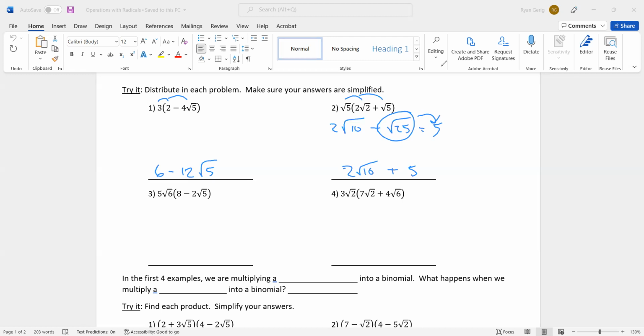All right, number 3. Now number 1 was a number outside the radical. Number 2 had a number inside the radical. Number 3 has both. Just keep it straight. 5 is outside, multiplies by outside stuff. So 5 times 8 is 40. There's no radical with the 8, so it's radical 6. 5 times 2 is 10, and then 6 times 5 is 30. You want to check, can I reduce any of those or simplify any of those? 6 does not simplify, 30 does not simplify, so we're actually done. So 40 radical 6 minus 10 radical 30.